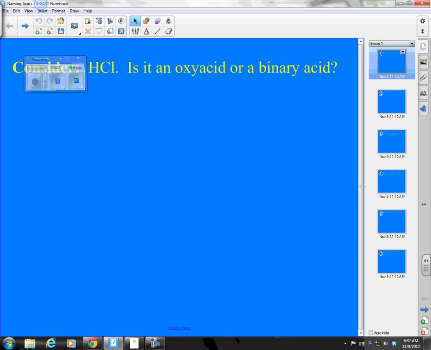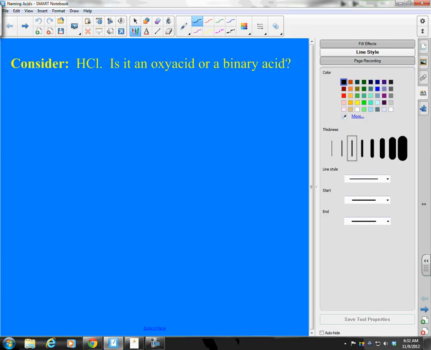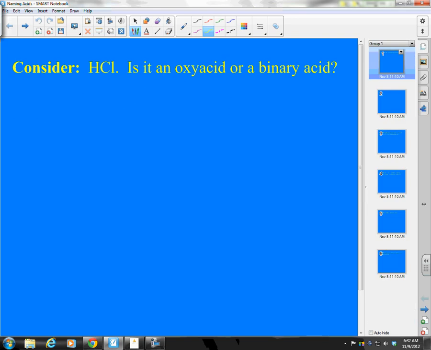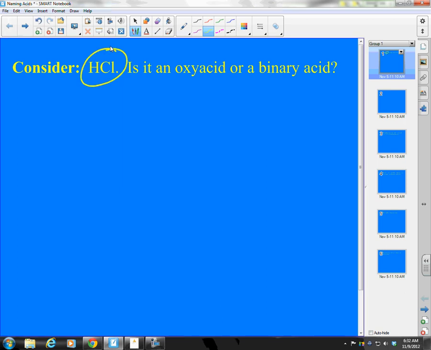Well, hello everybody, and let us continue with our discussion of naming. We have talked about naming molecules, and we've talked about naming ions, and now let's get into a subset of naming molecules, and that is, consider HCl. Is this an oxyacid or a binary acid? Okay, so we want to talk then about what?